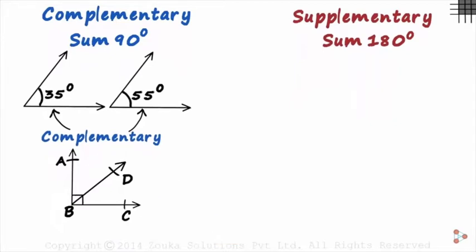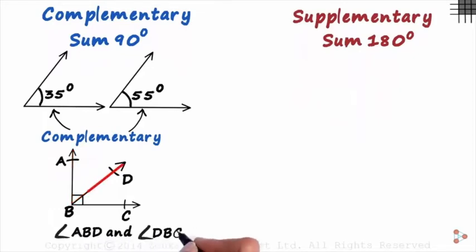Here, we are given that angle ABC is a right angle, which means it measures 90 degrees. It means the sum of these 2 angles will surely be 90 degrees. So angle ABD and angle DBC will be complementary angles. Remember, if the sum is 90 degrees, then angles are complementary.